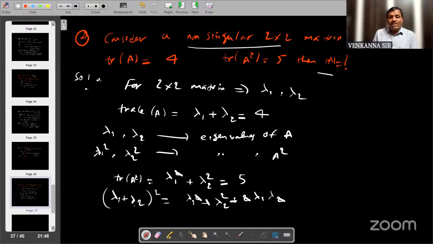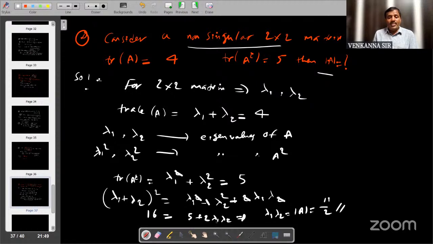So what is lambda 1 plus lambda 2 here? Lambda 1 plus lambda 2 is 4. 4 square is 16, which equals lambda 1 square plus lambda 2 square plus 2 lambda 1 lambda 2. Lambda 1 square plus lambda 2 square is 5, so 16 equals 5 plus 2 into lambda 1 lambda 2. Bring this 5 to the other side. Then what is lambda 1 lambda 2, the product of eigenvalues? It is the determinant. How much is the value? 16 minus 5 is 11, so 11 by 2 is the answer.